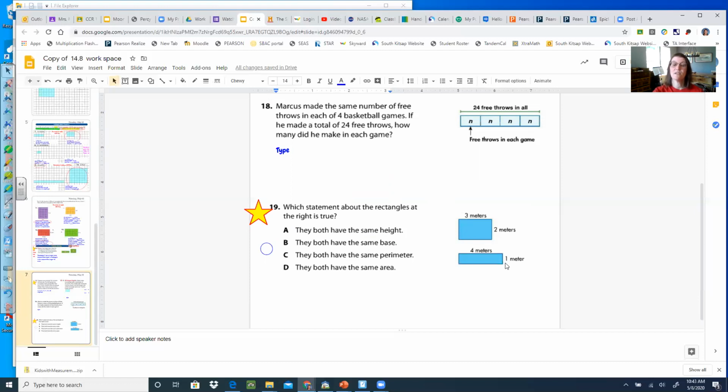They both have the same perimeter. 2 plus 3 is 5. 2 plus 3 is 5. 5 plus 5 is 10. 1 plus 4 is 5. 1 plus 4 is 5. 5 plus 5 is 10. They both have the same area. 2 times 3 is 6. 1 times 4 is 4.